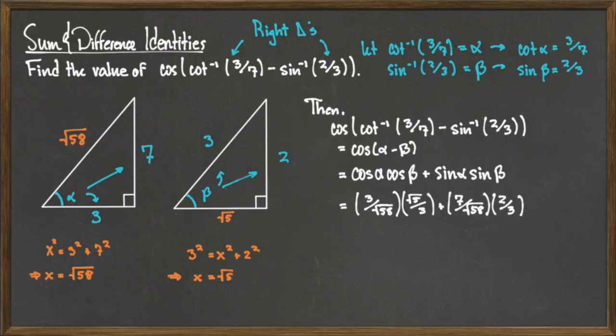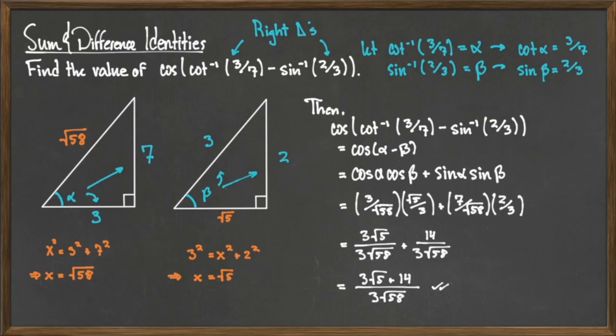So even though this problem might look just a little bit daunting, it all comes down to drawing triangles and filling in all remaining sides. And then it just comes down again to using our regular trig ratios to solve and complete the problem. After some number crunching and simplification, we'll end up with the expression of 3 times the square root of 5 plus 14 divided by 3 times the square root of 58, and we're done.